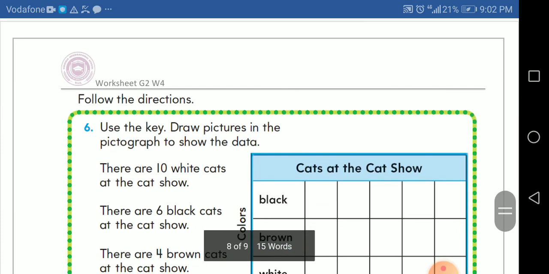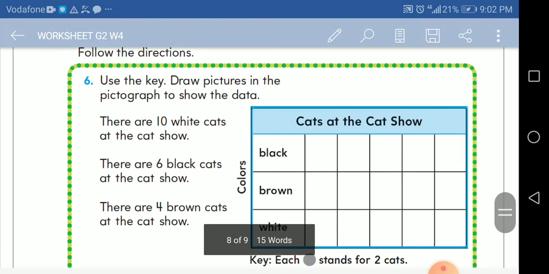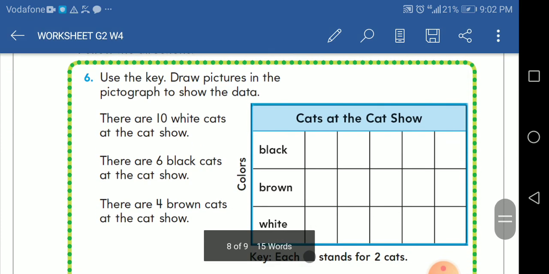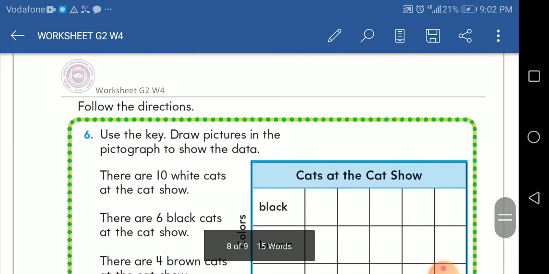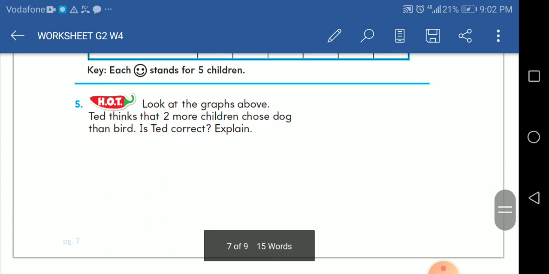Okay, use the key here. Use the key, draw pictures in the pictograph to show the data. Okay, we have another question.